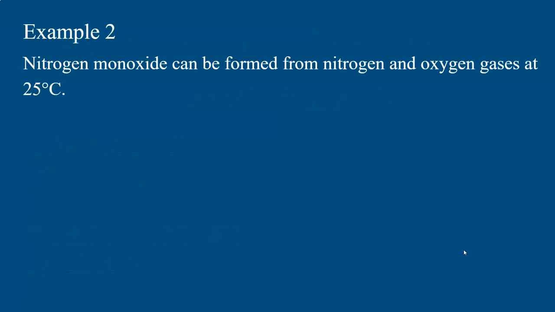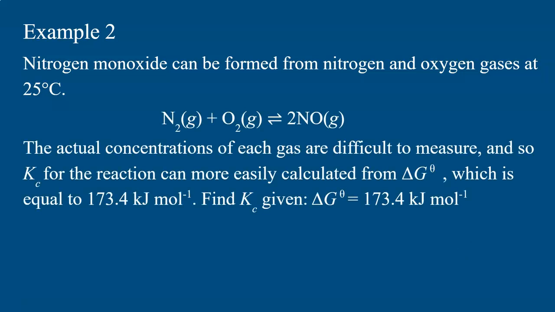Here's a second example for you. Because we're involving a reaction here with gases, it's actually quite difficult to measure Kc. The actual concentrations are difficult to find, so it is more often calculated using delta G. And this might be something you could consider for an IA, comparison of values from delta G calculations for Kc with lab calculations.